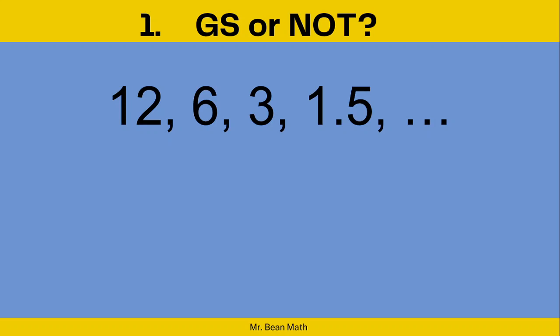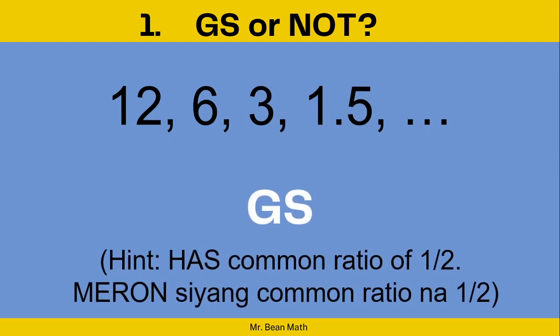First, let's check if the given sequence has a common ratio. How to find the common ratio? All we have to do is to divide the second number by the first number. So let's try 6 divided by 12 is equal to 1/2. 3 divided by 6 is equal to 1/2. And 1.5 divided by 3 is equal to 1/2. Notice all of them have a common ratio of 1/2. So therefore, the answer for number 1 is GS.